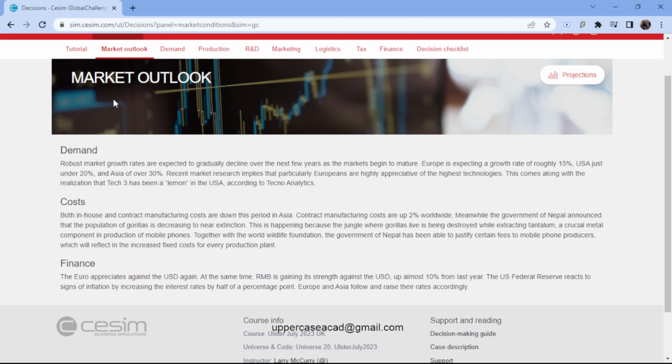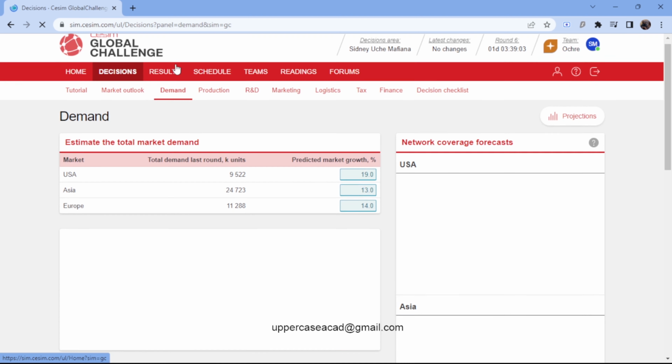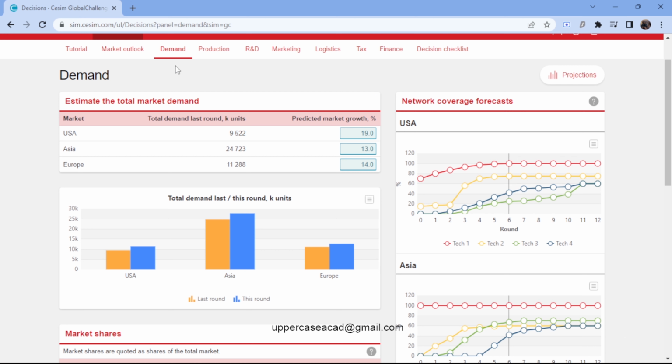After the market outlook, the market demand analysis is crucial for making informed decisions in round 6. So we'll go into the demand. Here, we see that from the market outlook, USA is expected to experience a significant market growth of around 20%. This is a promising market to focus on, but let's keep an eye on consumer preferences and the emerging trends. So they say projecting a growth of 20%. So we'll put that 20%.